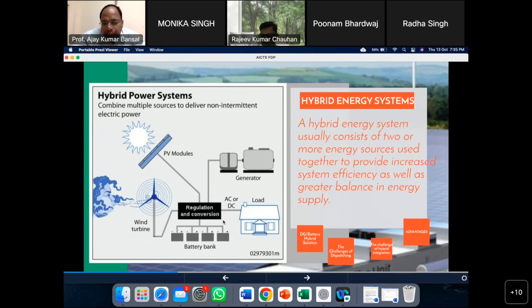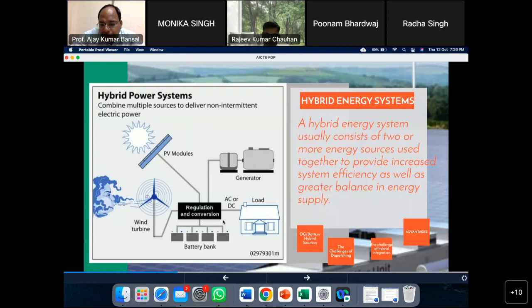We have three types of generation of electricity in the given diagram. We have PV panels, which convert solar energy into electrical energy. Then we have wind turbines, which convert wind energy into electrical energy. And then we have diesel generators, or it can be hydro generators, which generate electricity. And in the hybrid energy system, we use storage, which stores the excess energy generated by the system, and it is then used when there is less energy available in the system.